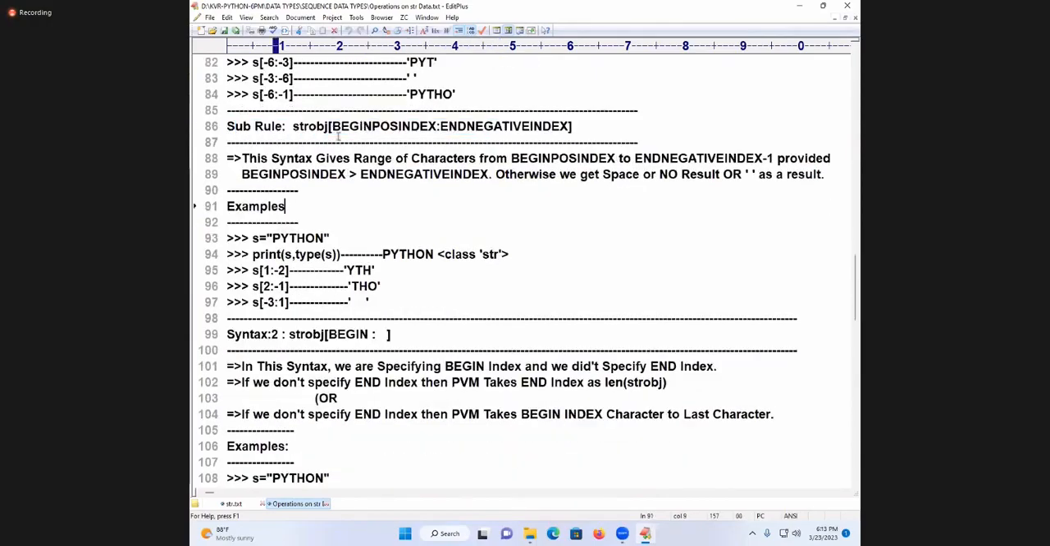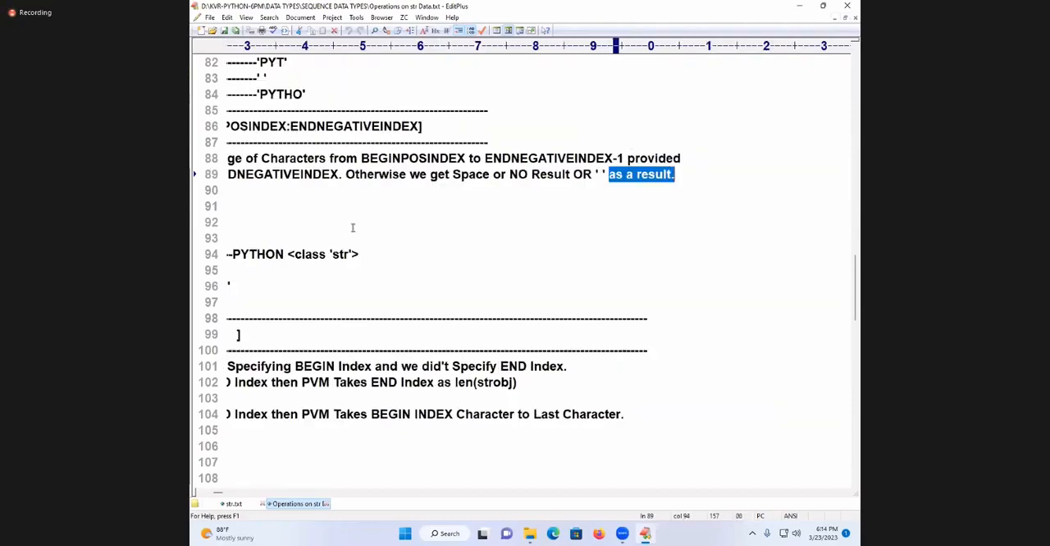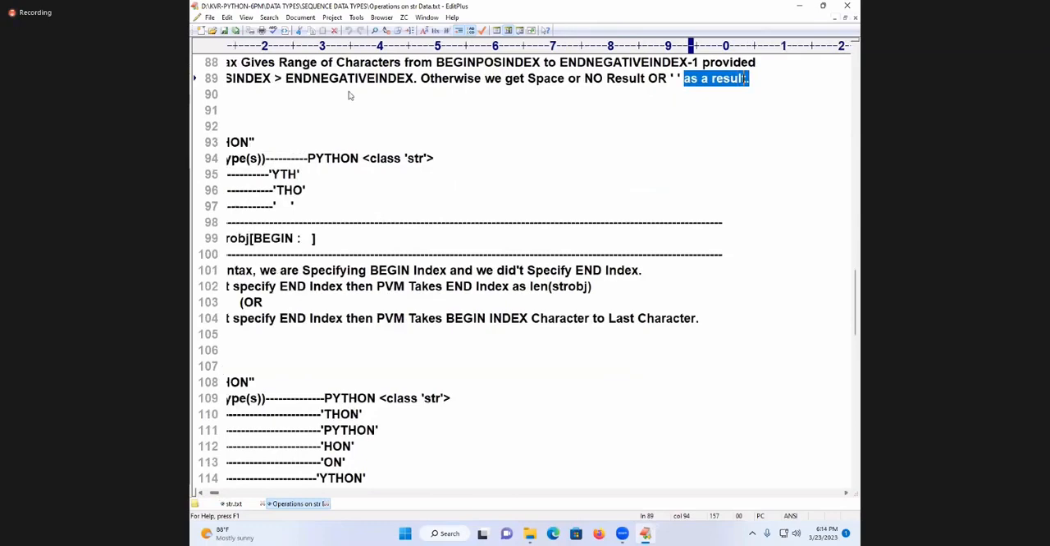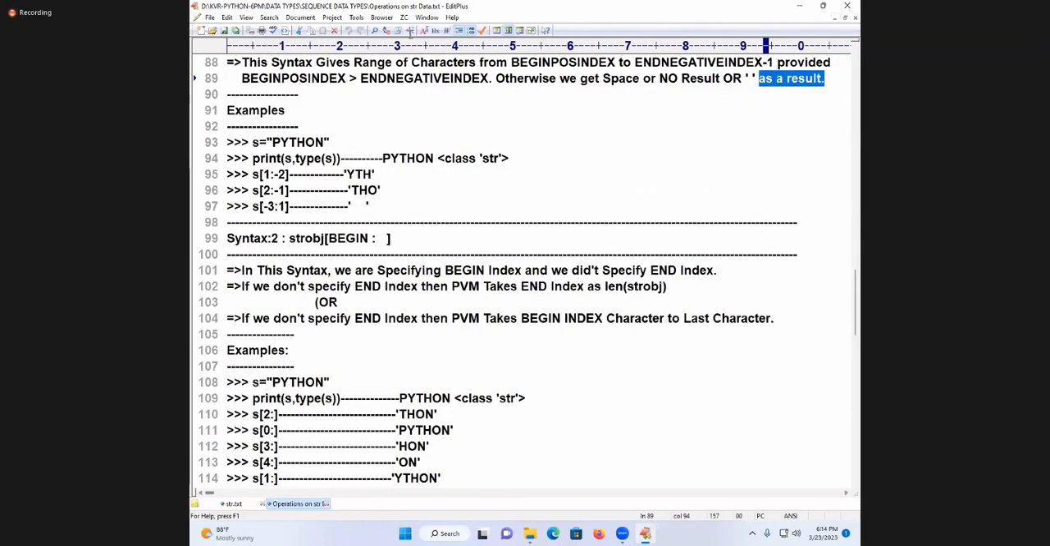The sub-rule also was explained, and maybe you remember it. Begin positive index colon end negative index. What is happening because of this? Begin index to end index minus 1, provided the beginning positive index is less than the negative end index. Otherwise, we get an empty result. Okay. Next is called what? Some explanation I gave; you might be aware of it. So the results are what?